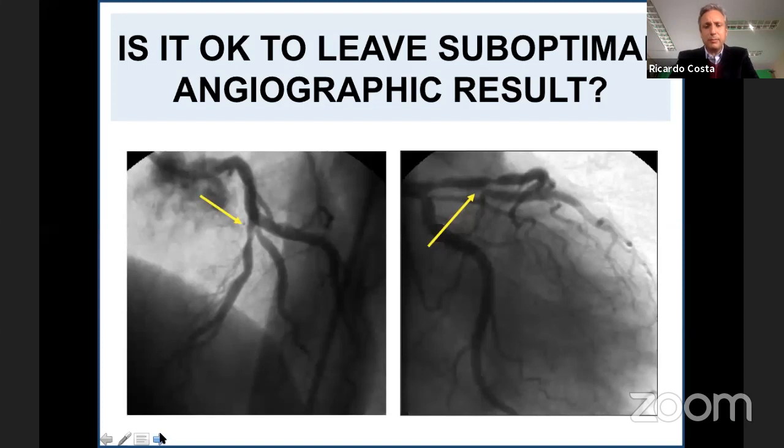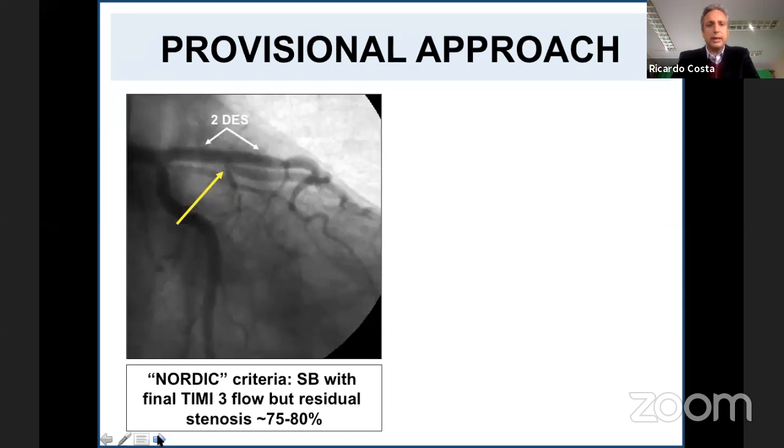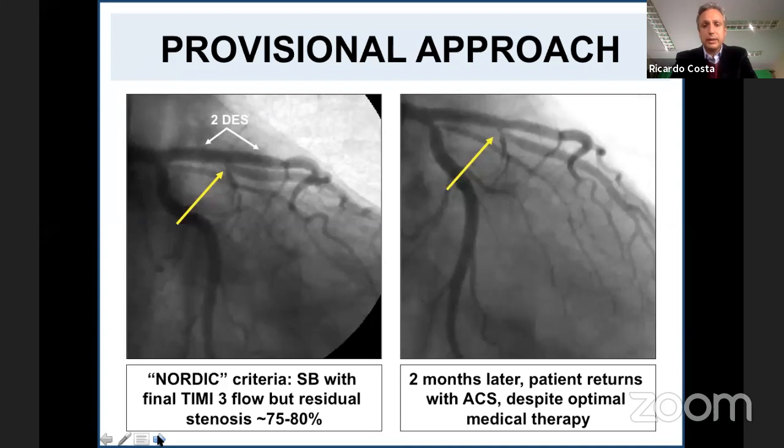See here we have a major diagonal branch in the proximal LAD with a significant disease at the ostium. Then a provisional approach is performed. There's an okay result with a good flow. And if we apply the Nordic criteria, which is basically I have a TIMI 3 flow at the end of procedure in this very important side branch, this patient does not recover well after 2 months.